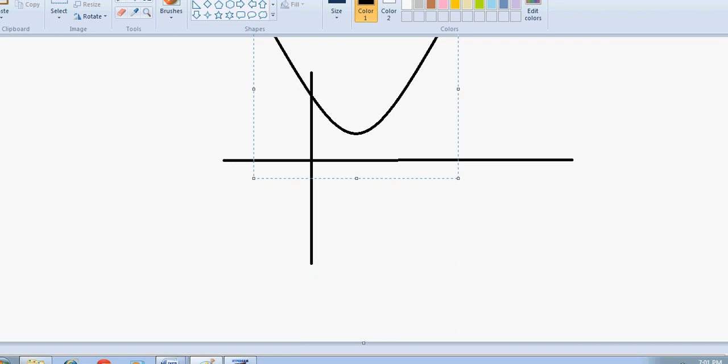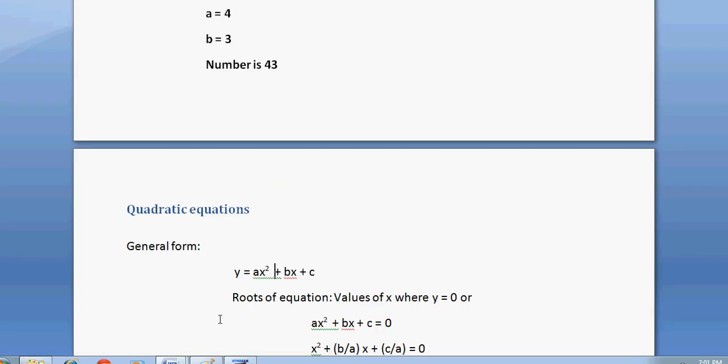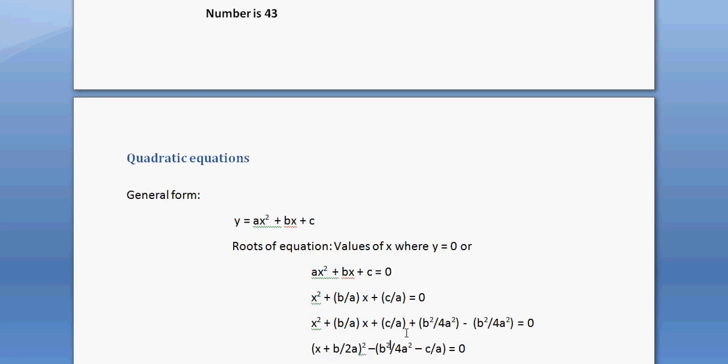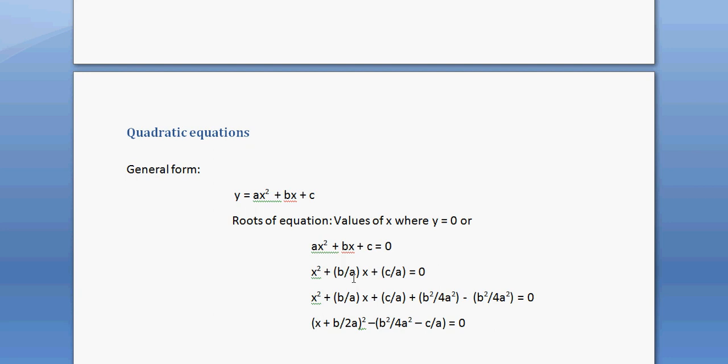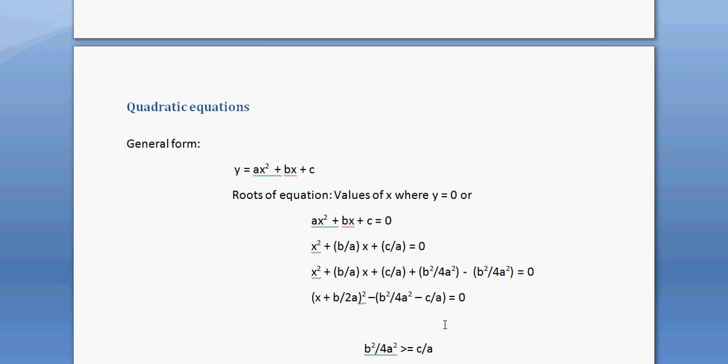So let's see the theory about it. The general form of a quadratic equation is ax square plus bx plus c is equal to 0. Now we just simplify it. We divide it by a and we make it in the form such that we can write it as a square minus b square, right? So we define a term called discriminant D, which is equal to b square minus 4ac.